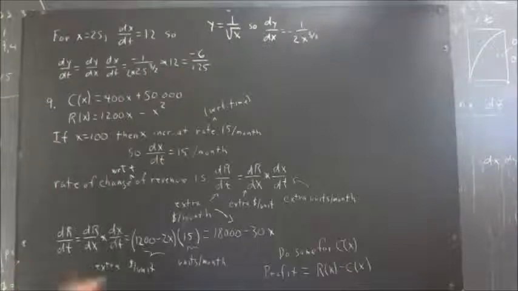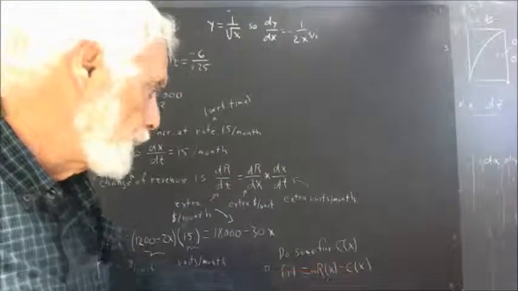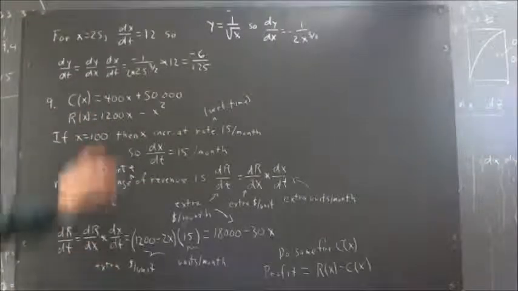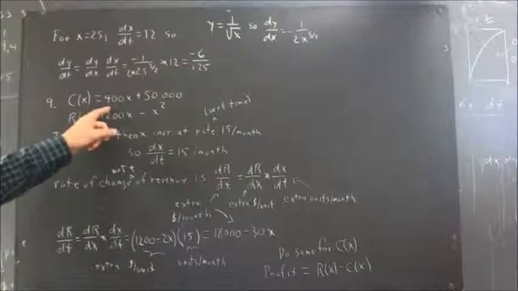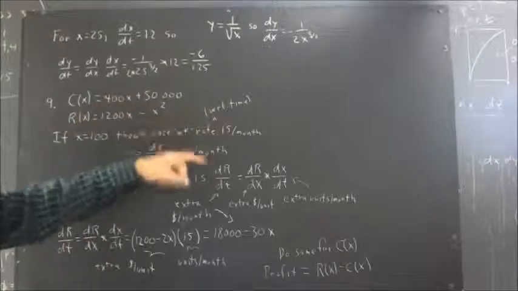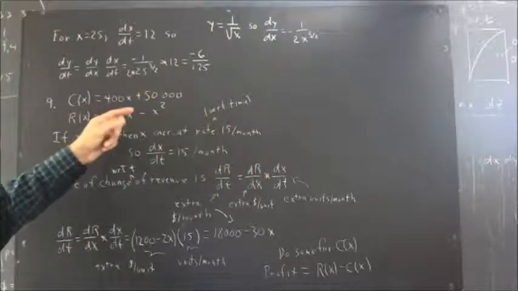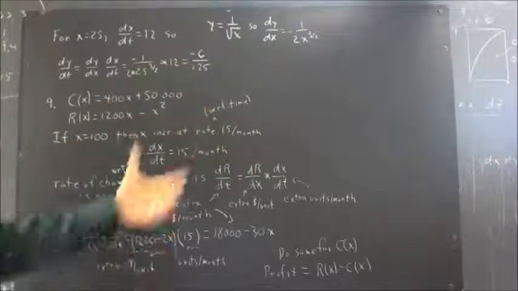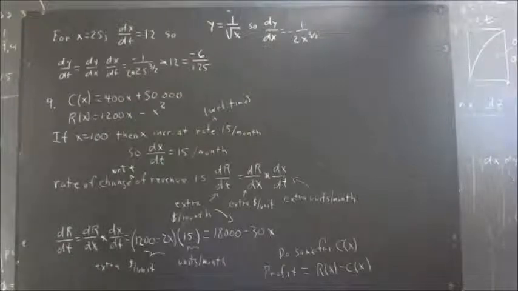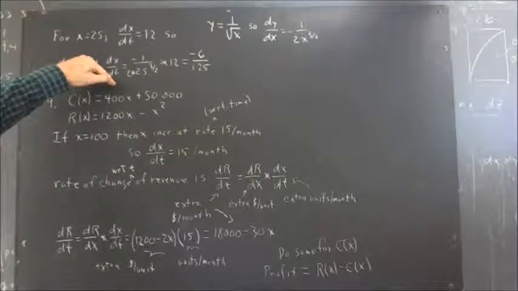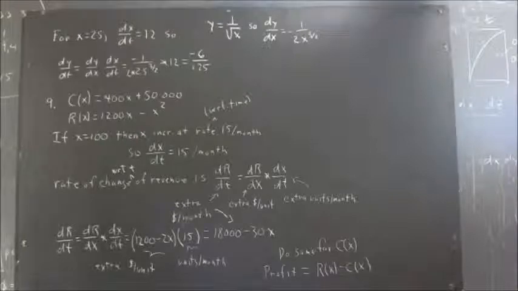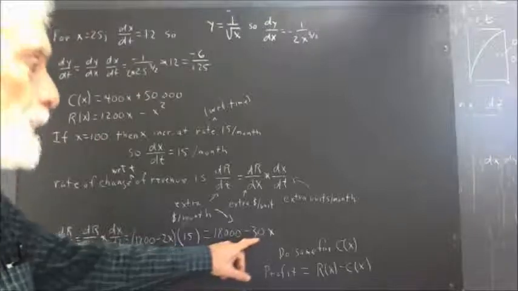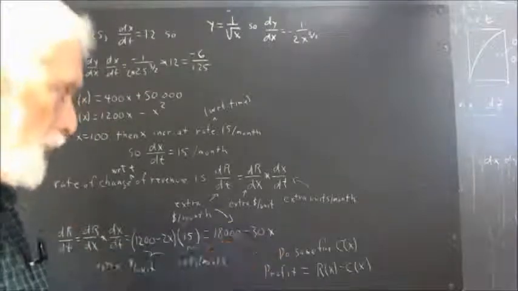Now, you're asked also to do the same thing for C of X, for the cost, but the analysis for the cost would be even simpler because your derivative is quite simple here. Your derivative is just 400, and you're going to multiply that by your dx/dt, your 15 per month. You're going to get 400 times 15, 6,000, meaning that your cost is going to be increasing at $6,000 per month, whereas your revenue is increasing at $18,000, but minus 30x dollars per month.